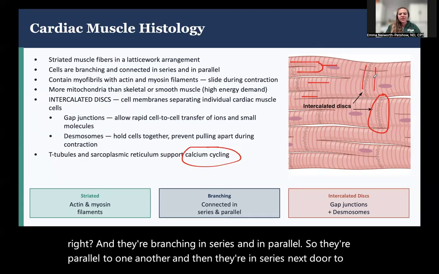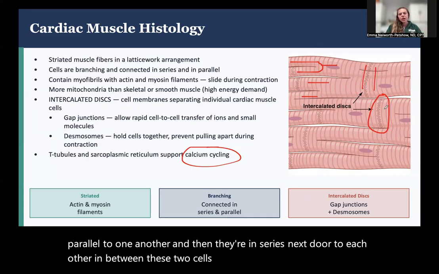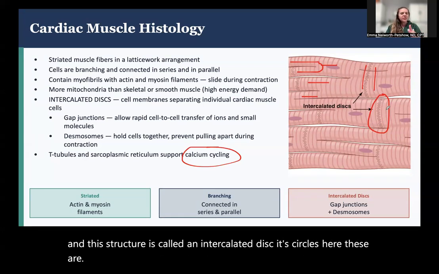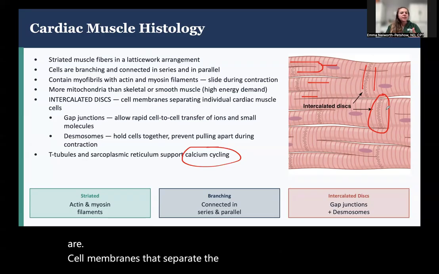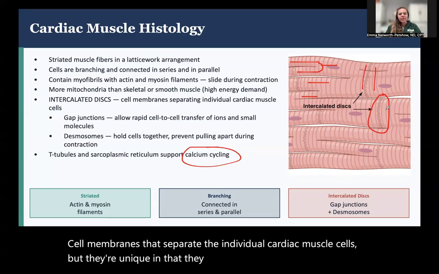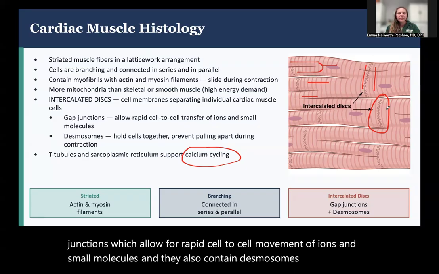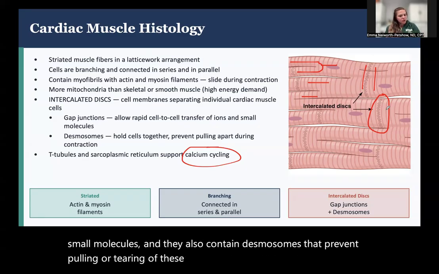In between these two cells, they have a unique structure, and the structure is called an intercalated disc. It's circled here. These are cell membranes that separate the individual cardiac muscle cells, but they're unique in that they contain a high amount of gap junctions, which allow for rapid cell-to-cell movement of ions and small molecules, and they also contain desmosomes that prevent pulling or tearing of these cells apart when these cells contract.